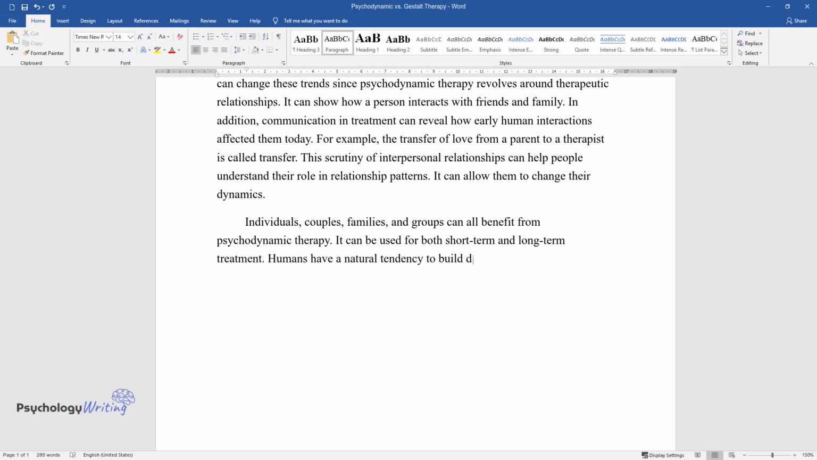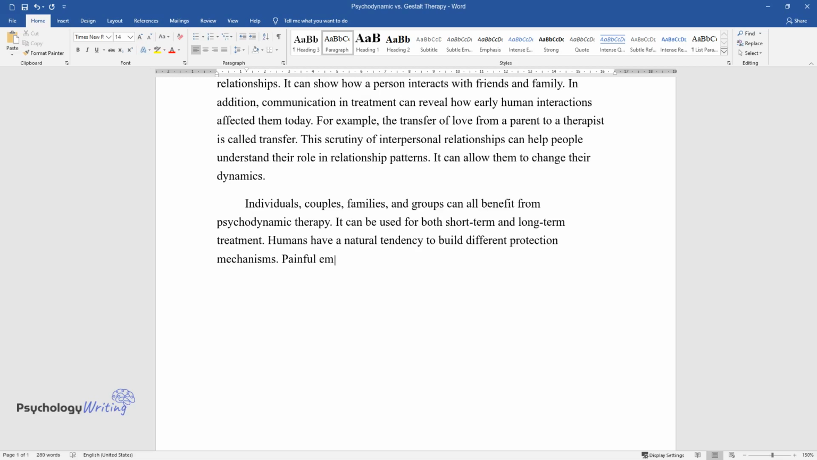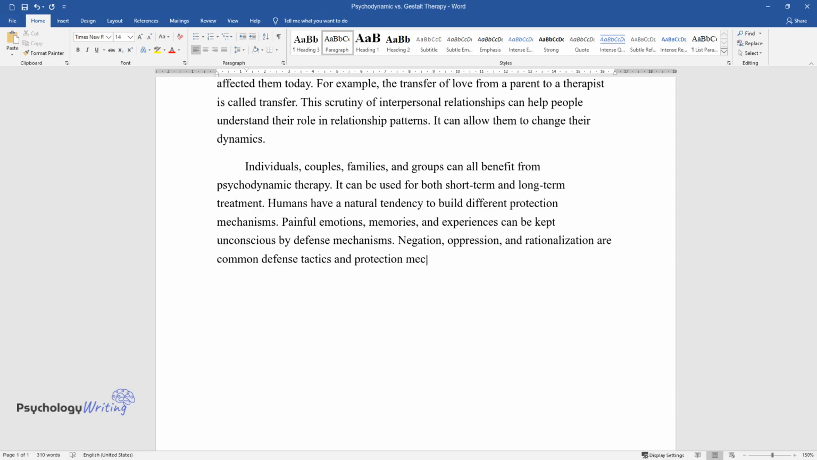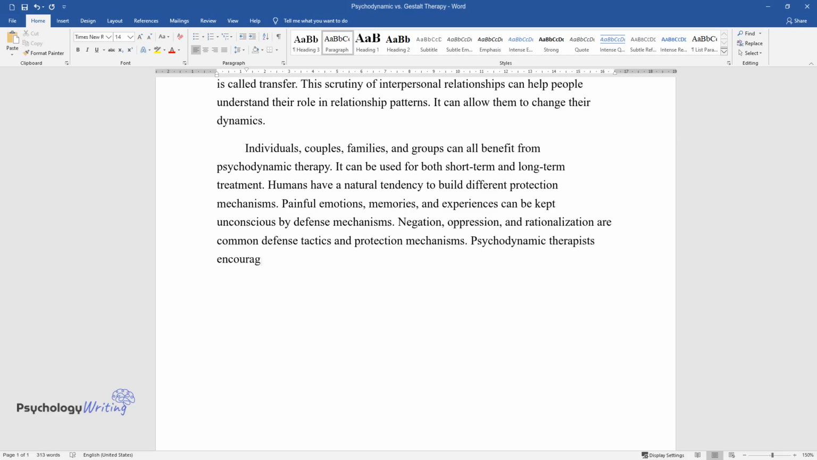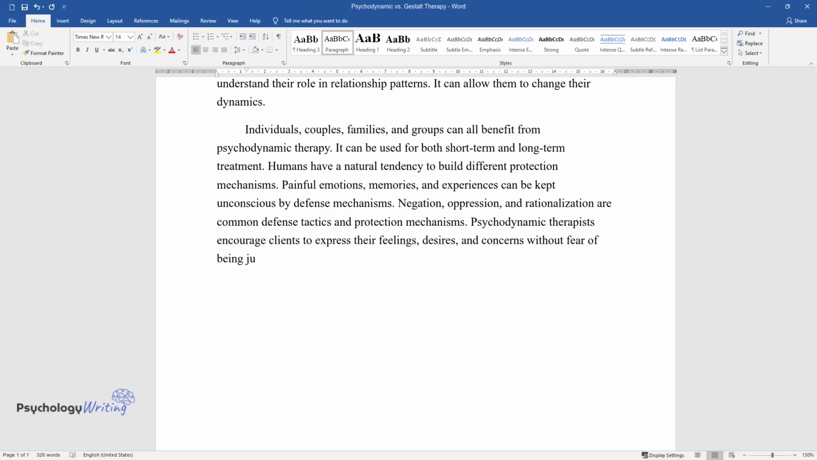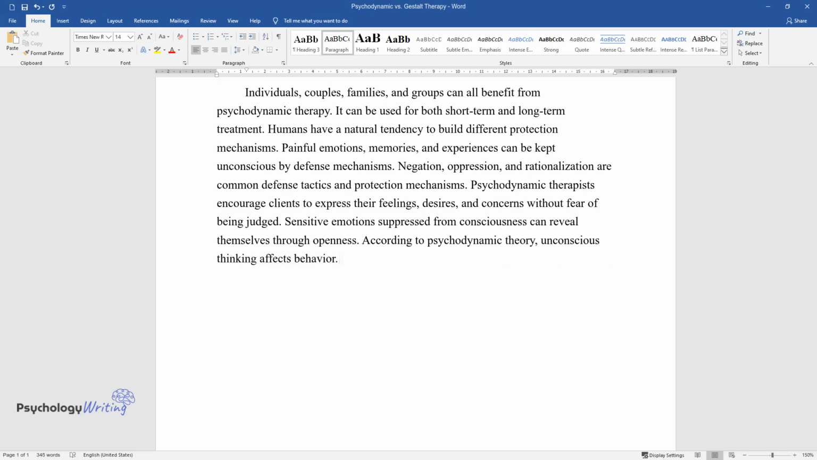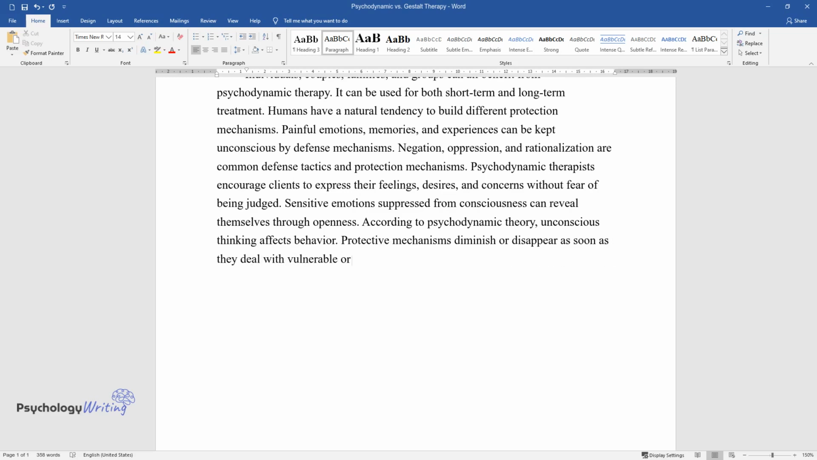Humans have a natural tendency to build different protection mechanisms. Painful emotions, memories, and experiences can be kept unconscious by defense mechanisms. Denial, repression, and rationalization are common defense tactics and protection mechanisms. Psychodynamic therapists encourage clients to express their feelings, desires, and concerns without fear of being judged. Sensitive emotions suppressed from consciousness can reveal themselves through openness. According to psychodynamic theory, unconscious thinking affects behavior. Protective mechanisms diminish or disappear as soon as clients deal with vulnerable or painful emotions.